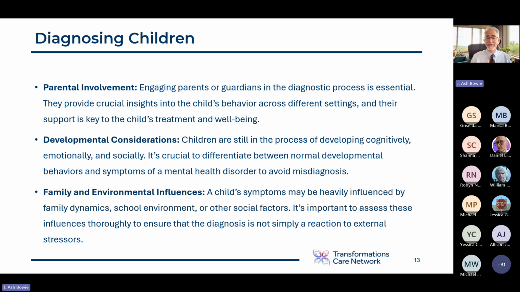And again, I just want to double up on this to avoid misdiagnosing what is normal developmental behavior. And then we have, of course, the family and environmental influences. So we always have to look at, what's the family dynamic, right? What's the school environment like? What other social factors might be in play? Because I think more than adults, kids are so susceptible to all of these forces around them that they can't really influence on an equal measure. And so we have to assess for their environments as well.